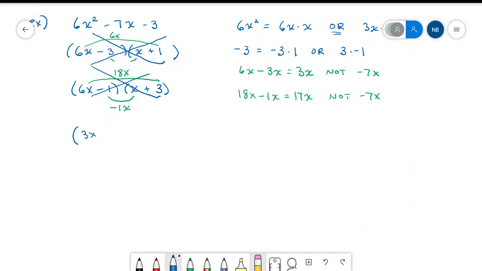3x times 2x. All right, let's see. So we have first, 6x squared equals 3x times 2x. We know we did that right. Now we have to find factors of negative 3 that we've already talked about: negative 3 times 1 or 3 times negative 1. So let's just go ahead and put them in here in the order they appear. Negative 3 first here and positive 1 in the second parenthesis.